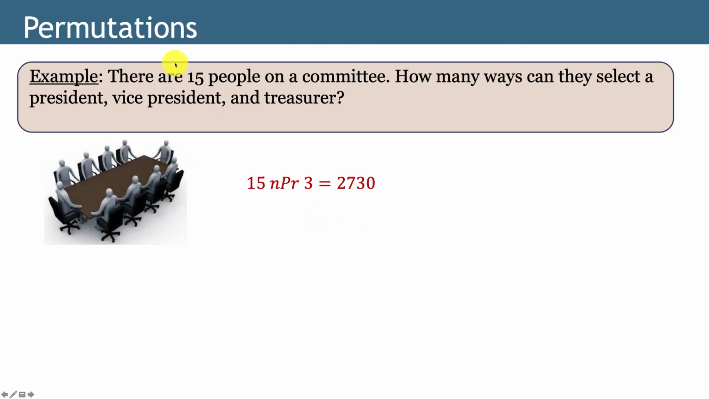So one example, you've got 15 people on a committee, you want to select a president, vice president, and treasurer. Now, if this was done randomly, that order does matter though, because if Joe is president, that is different than if Joe is vice president. Or it's different if Sally is president or Sally is the treasurer. So there is an order, there is sort of like an arrangement here. So order matters, and it's a permutation. And so you would type that in as 15 nPr 3, and your calculator will spit it out as 2730.